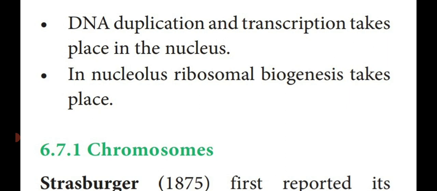The last function is in nucleolus. What is nucleolus? A small oval shaped body present at the center of the nucleoplasm is known as nucleolus. It is present as a single one or many. In that nucleolus, ribosomal biogenesis takes place. That means in this nucleolus biogenesis of ribosome takes place. So these are all the different functions of nucleus, the important 3-mark question.